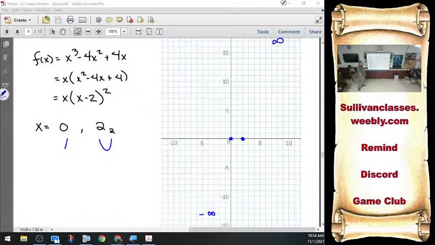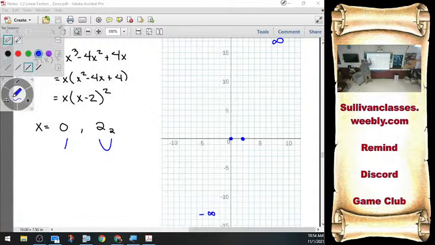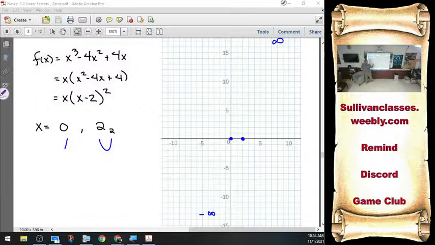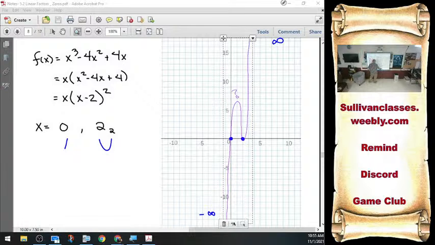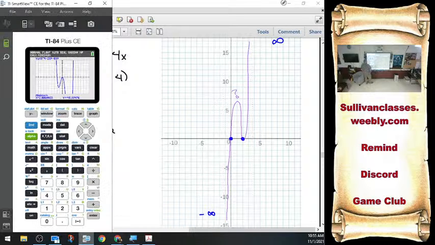Now it's just a matter of in between, what does it do? I know this thing comes down here. I know it comes up there, bounces off, goes up there. I'm not sure exactly where. So that's where my calculator comes in. Okay, I've got that general behavior. Go to my calculator. Y equals, clear. X to the third minus 4x squared plus 4x.